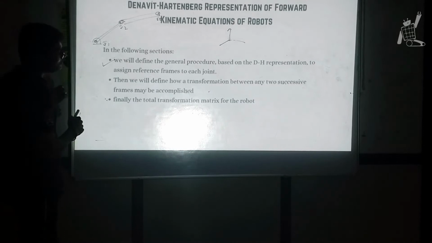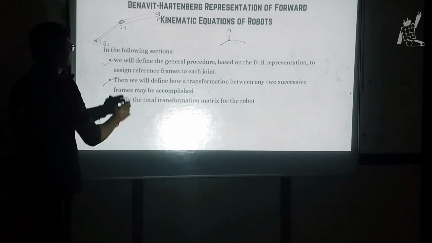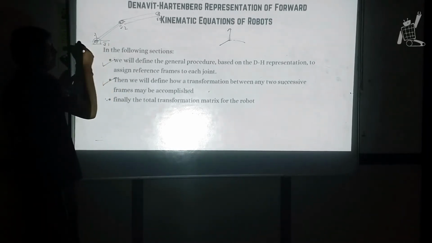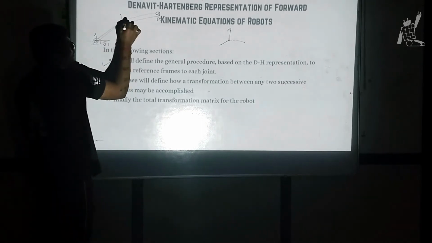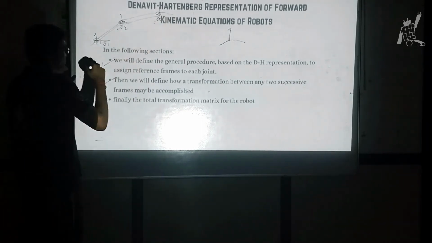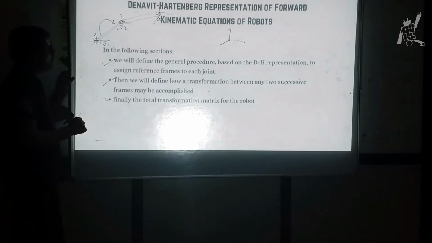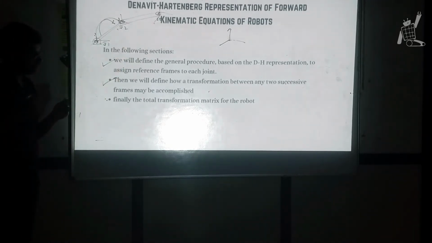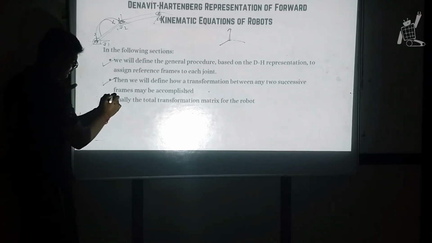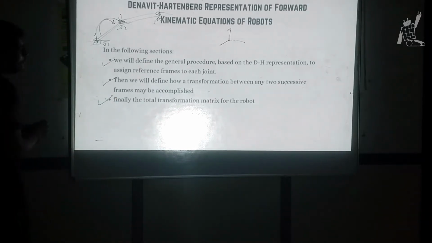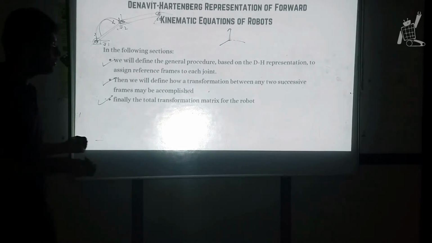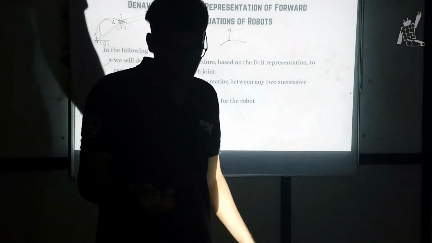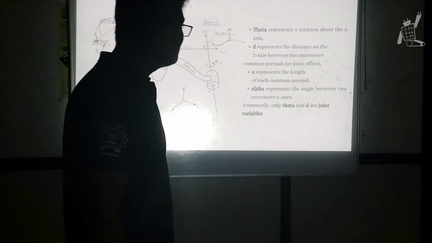The second thing is that we will write the transformation. Once the frame is assigned, we will follow some procedure to transform from this frame to that frame. There is also a procedure for that, so that's the second thing. Finally, we will multiply all those transformations to get the total transformation matrix.